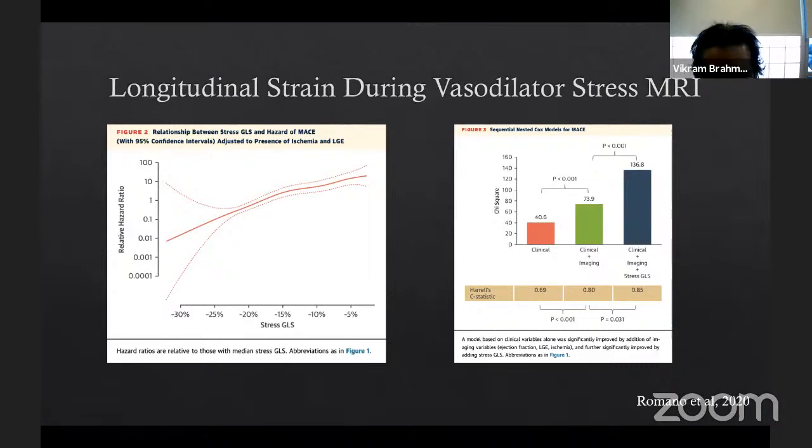So if we think about it, we have a couple of tools that are non-contrast, and if we were to add them together, so if we were to do T1 mapping pre and post stress, and also look at longitudinal strain, I think there's a very interesting application of both of those techniques together in the future. So hopefully we see things like that.